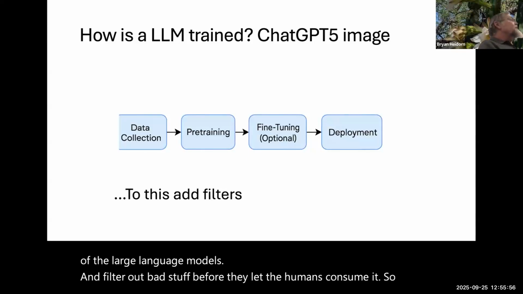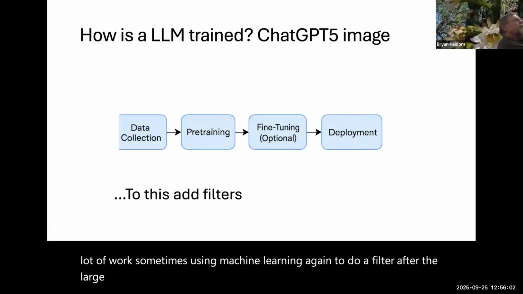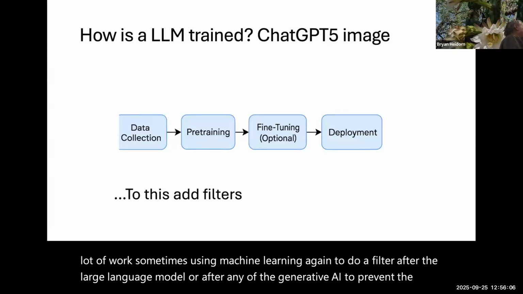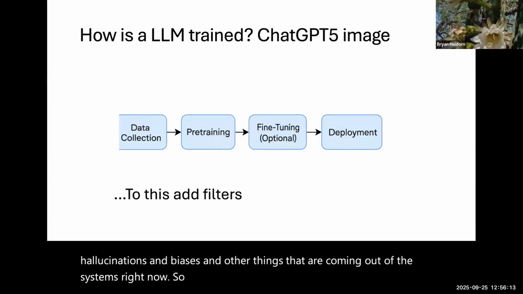So there's a lot of work, sometimes using machine learning again, to do a filter after the large language model or after any of the generative AI to prevent the hallucinations and biases and other things that are coming out of the systems right now. So that's an active area of work, and it doesn't work all the time.